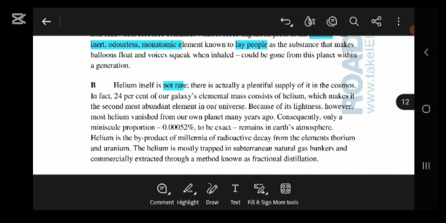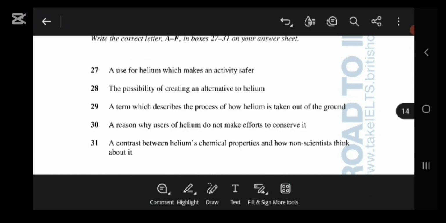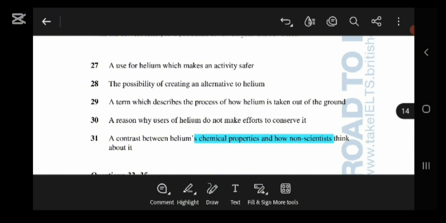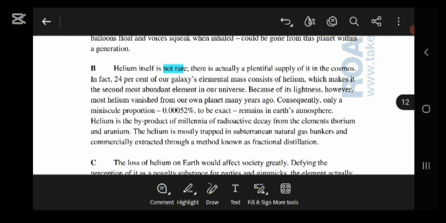But this one, I am looking for words that point to something I have seen before from the questions, right? So we have, in fact, 24% of our galaxy's elemental mass consists of helium, which makes it the second most abundant element in our universe. Because of its lightness, however, most helium vanished from our planet. I can't see anything. What I've seen so far is how important helium is and how it could vanish. I can't see any point about a safer activity or efforts to conserve it. This may be one of those useless paragraphs, by the way. Remember, I mentioned earlier that one or two paragraphs will not be used, right? So because of its lightness, however, I can't see anything else.